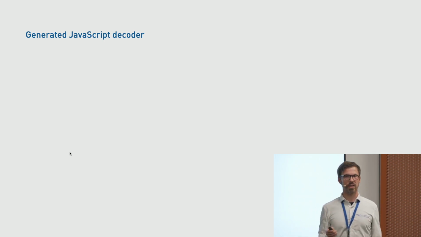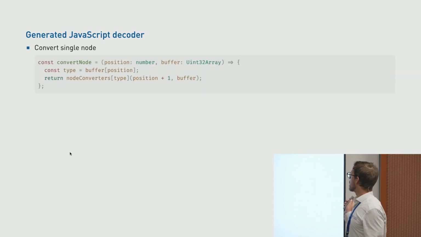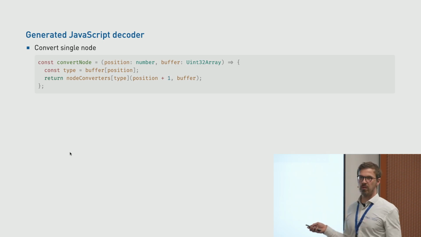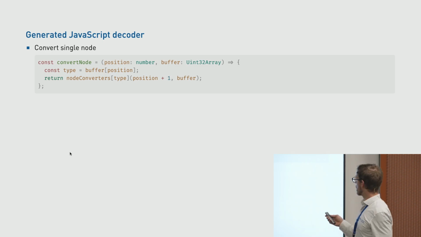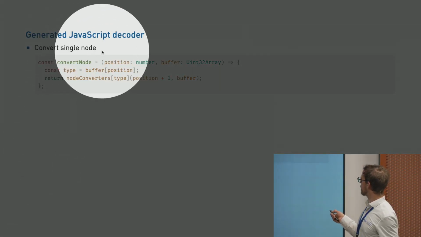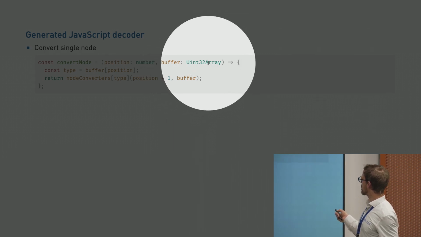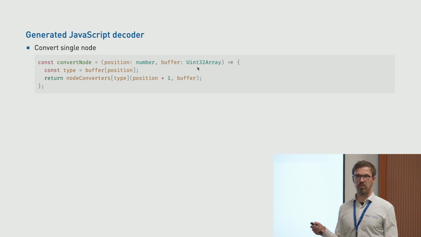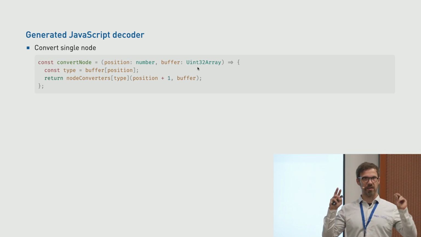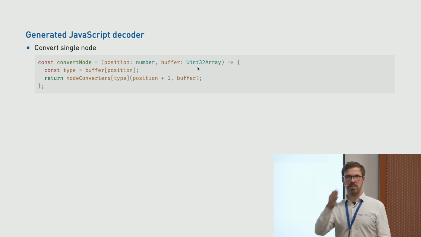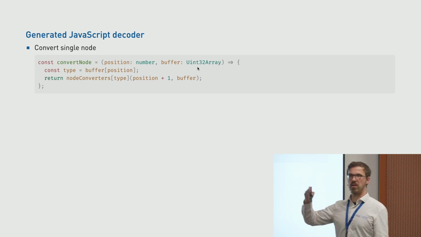They are actually quite simple. They have two parts. There's a common function, which is convertNode, that just converts any node. It gets two arguments. The first is the position in the buffer, and the second is the buffer. You see the buffer now has a different type. It's no longer Buffer. It's Uint32Array. This is one version of a typed array, which means my buffer is structured as 32-bit integers.